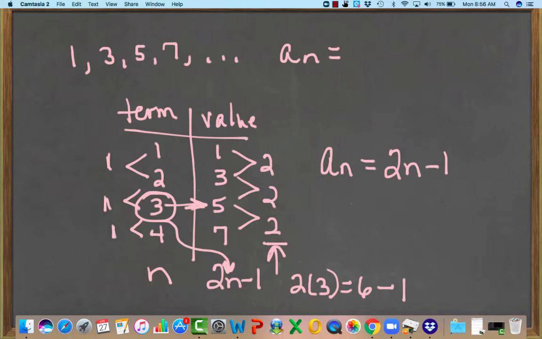So I'm going to substitute in, let's say, 4. I'm just randomly picking a number out of our table. And let's see if it gives me 7. So 2 times 4 minus 1 would be 7. So I do know now my formula for my nth apparent term, my a sub n, is 2n minus 1.